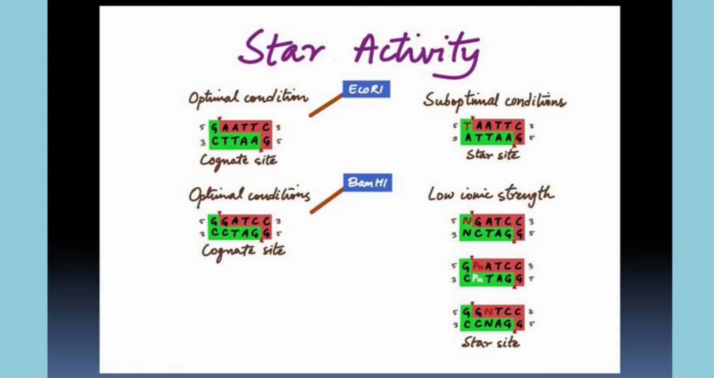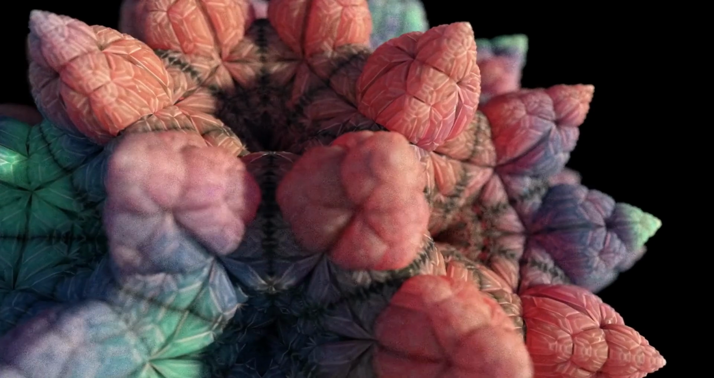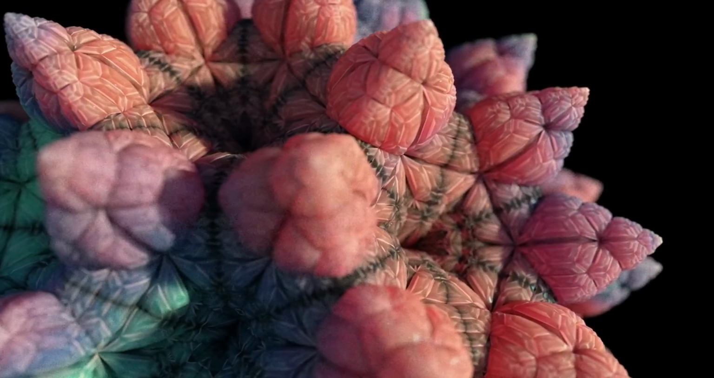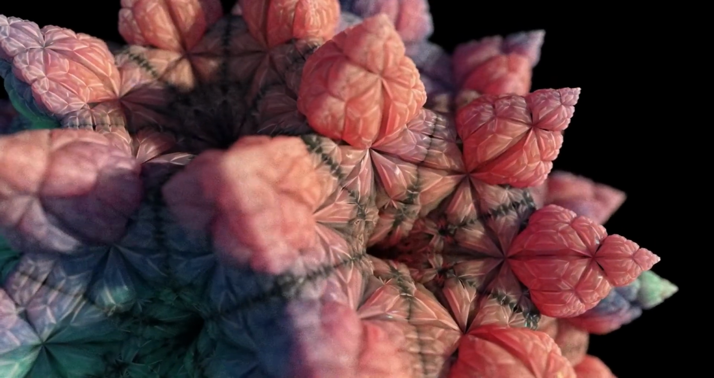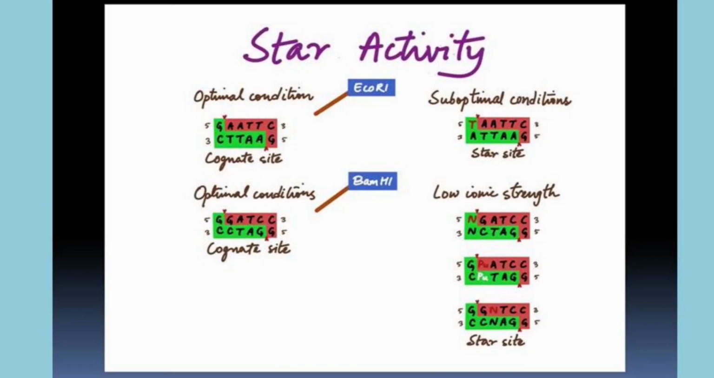Then what about star activity? The term star activity was introduced by Mayer, who characterized the modified activity of EcoRI. Star activity is the relaxation or alteration of the specificity of restriction enzyme mediated cleavage of DNA. Star activity can happen because of the presence of magnesium ions.